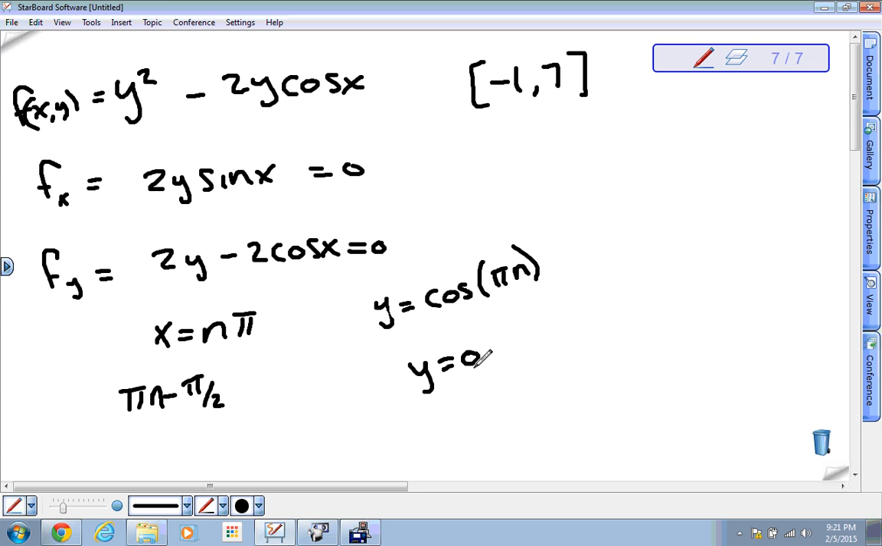Now let's think about why that's true. If that's true, then the cosine of pi times n, why would that make it 0? Well, if you come up here and look at this value here, the sine of any multiple of pi is going to cause this to be 0. So that part will go away. So that makes that part true. And then down here, the cosine of pi is, as you know, 1, so that's negative 2. And then you need 2 times y.